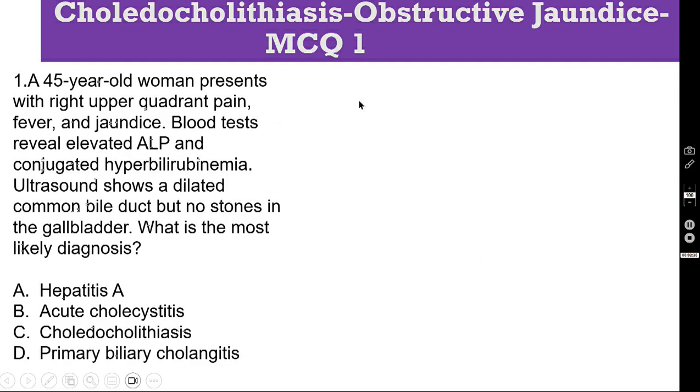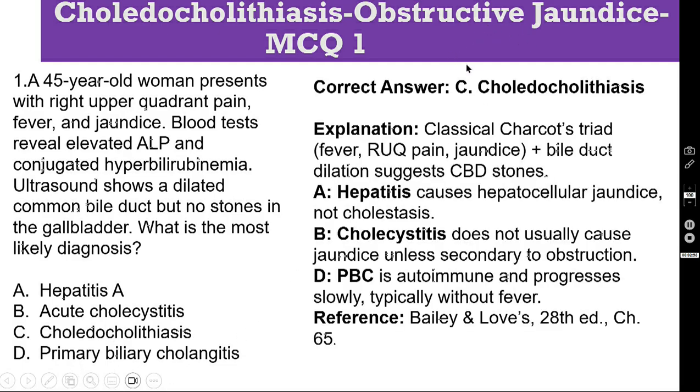MCQ number 1: a 45-year-old woman presents with right upper quadrant pain, fever and jaundice. Blood tests reveal elevated ALP and conjugated hyperbilirubinemia. Ultrasound shows a dilated common bile duct but no stones in the gallbladder. What is the most likely diagnosis? A. Hepatitis A. B. Acute cholecystitis. C. Choledocholithiasis. D. Primary biliary cholangitis. Of course, the correct answer is C.